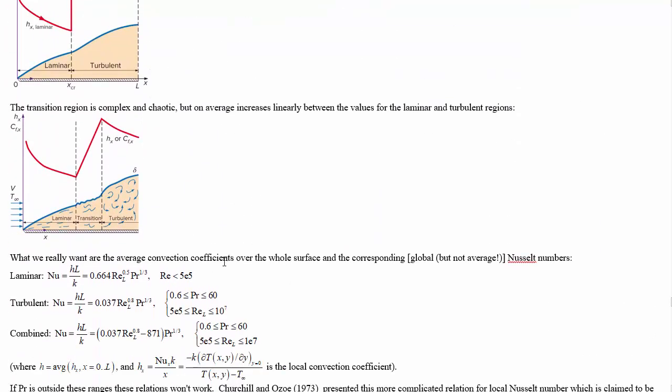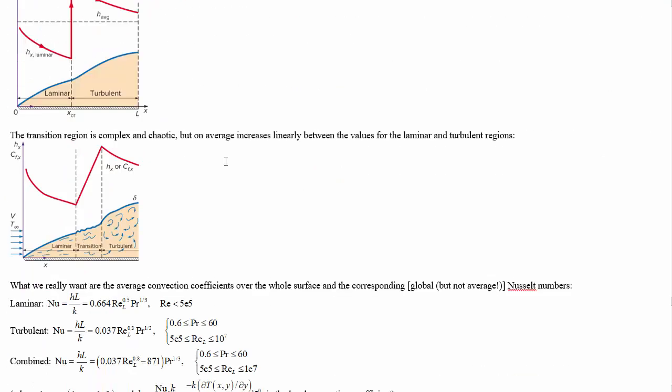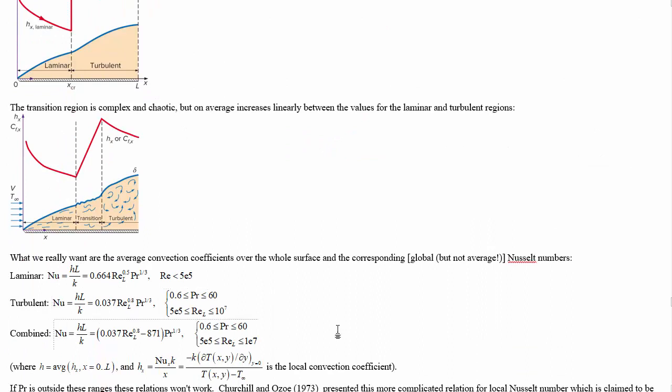So most of the time, we're not really worried about that really high convection coefficient at the start, because we want the average convection coefficient over some area. And that means that we need to take the average of the h in these previous formulas. And that's what these sets of formulas are for.